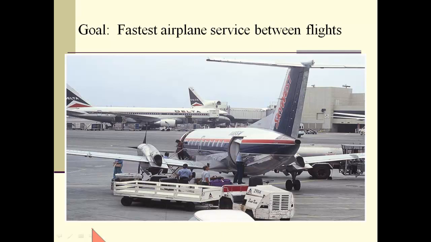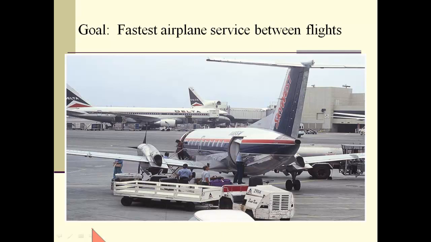So the airplane lands at an airport, and there are lots of things that need to happen. Passengers need to get off, and other passengers need to get on. Luggage needs to be taken off, and other luggage put on. The plane needs to be refueled. Food needs to be put on the plane, and trash taken off.